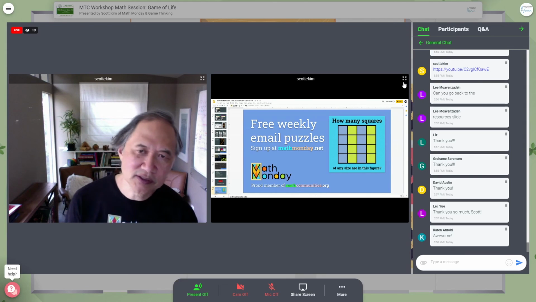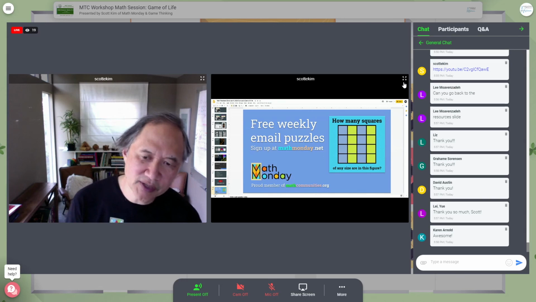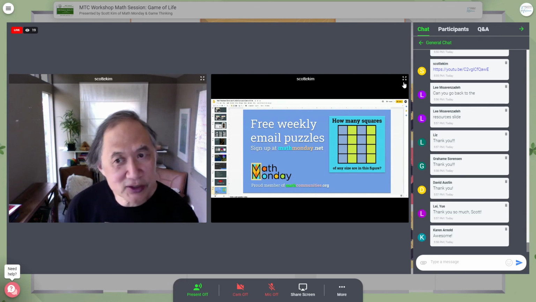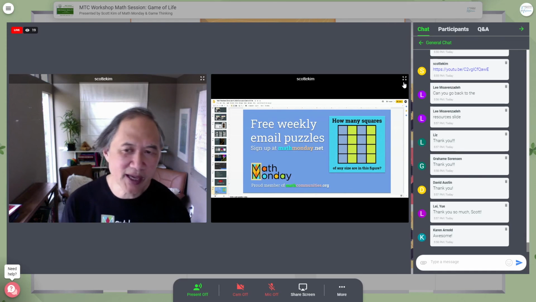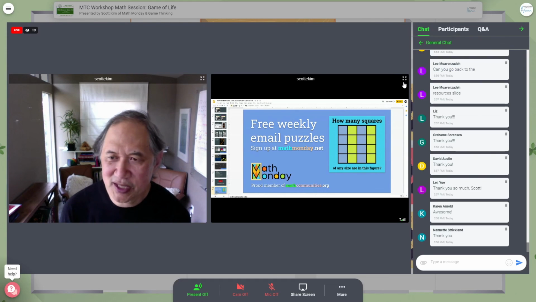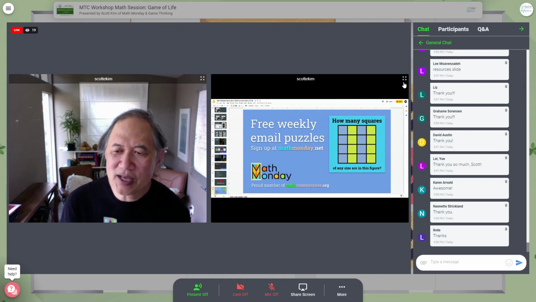Here's one of the puzzles. How many squares of any size are in this figure? Of course, if you're just counting the small squares, there's 16, but I'm asking for all squares of any size. So can you figure that out? You can type your answers in the chat. Anyway, that's one of the puzzles.